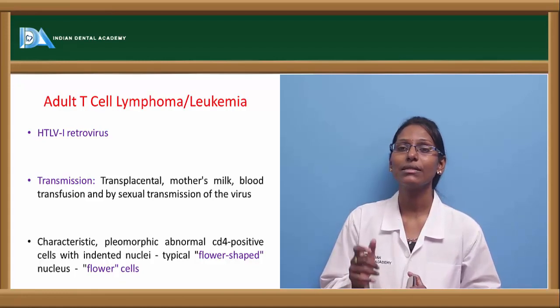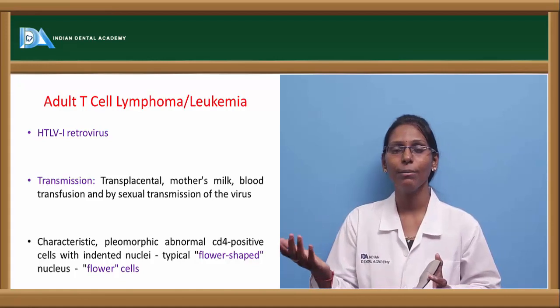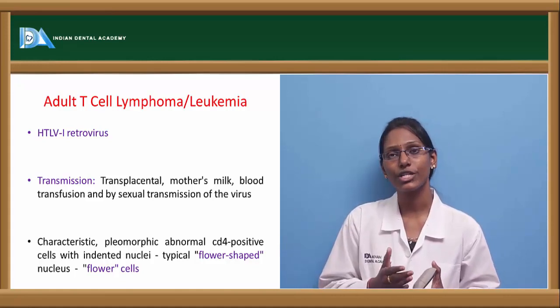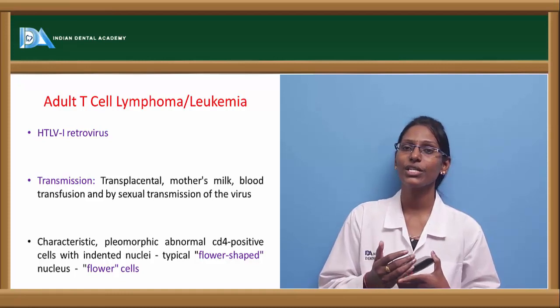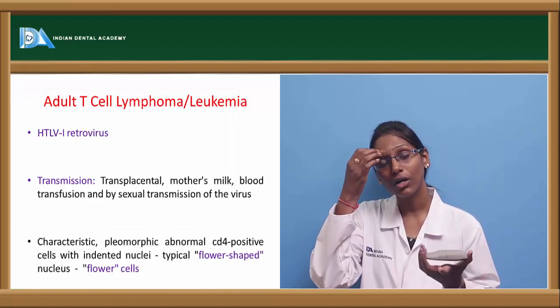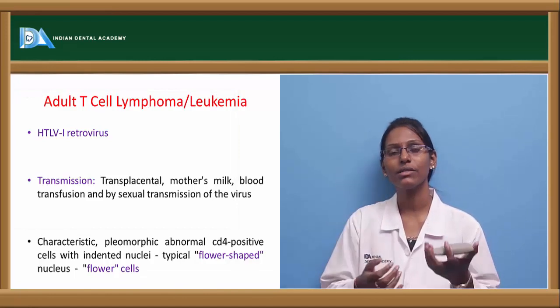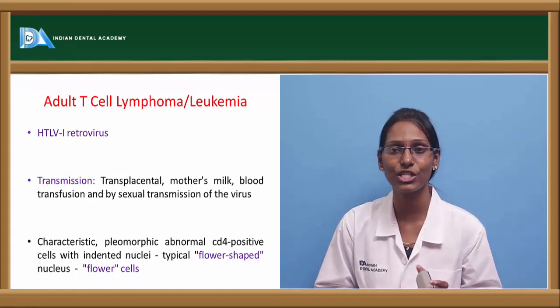In this, the transmission is usually transplacental or vertical transmission, that is from mother to child, and it is also through sexual intercourse, through blood transfusion, and in case of any drug abuse or sharing needles. In these cases also, adult T-cell lymphoma or leukemia can be transmitted. This is mainly because of viral etiology. The causative organism is HTLV1.